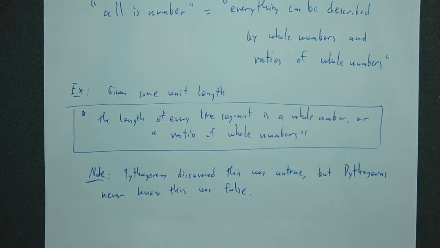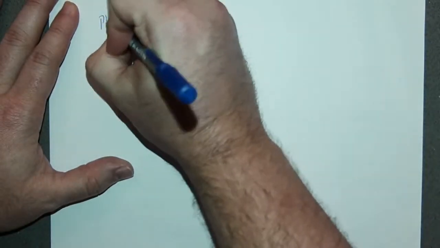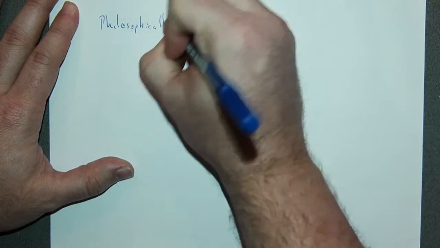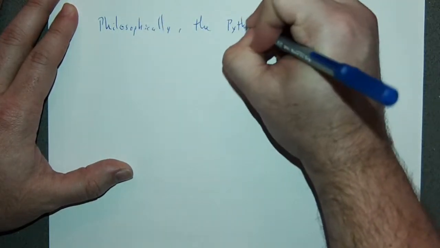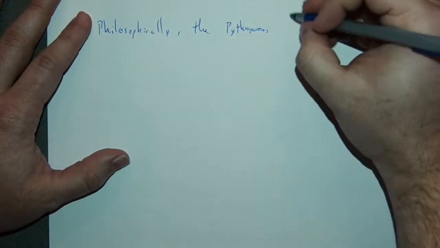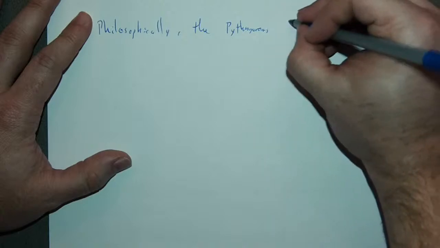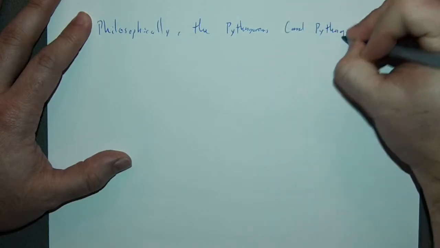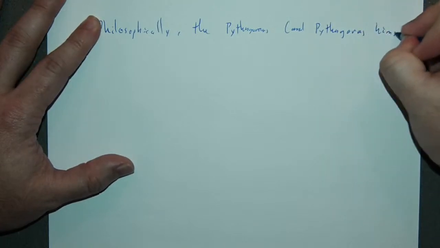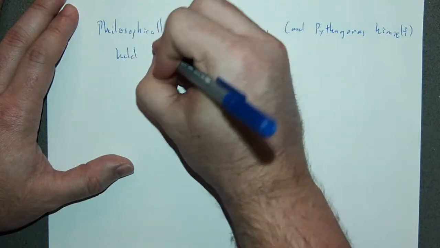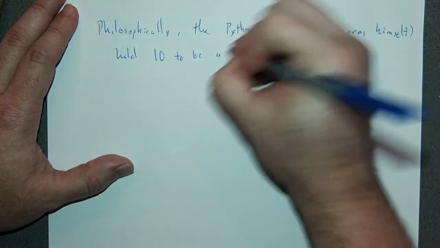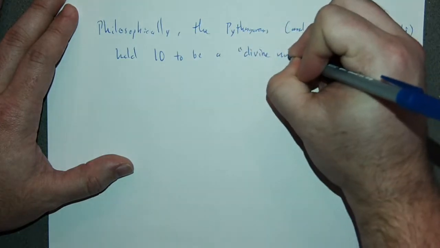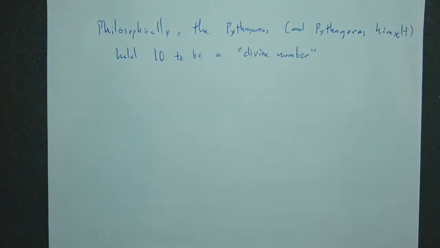Okay. So then, philosophically, before I get into some of the mathematical achievements, what were the achievements of the Pythagoreans, or what were the things they were known for? So philosophically, the Pythagoreans, well, really, Pythagoras himself was the main driver of this fact specifically. They held 10 to be the holiest number. Okay, why was 10 a divine number? Okay, so there's a couple of reasons.